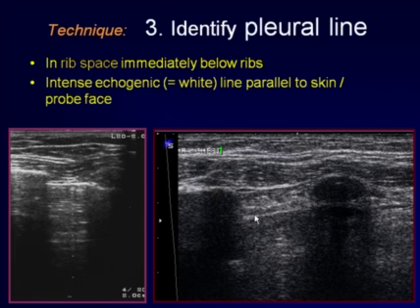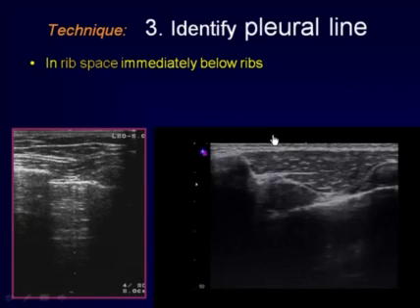The pleural line will be parallel to the skin and the probe interface. So the line we're looking for is going to be approximately parallel with this line here of the probes on the surface of the skin. And here it is once again, another example.